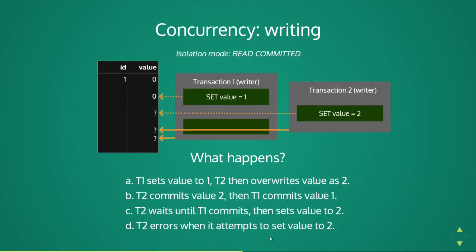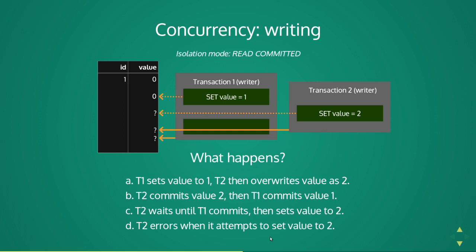Writing. So how does it handle concurrent writing? Let's imagine now we have transaction 1 and transaction 2, and they're both trying to set the value to their own number. Transaction 1 comes in first, sets the value to 1, but it hasn't committed yet. And then transaction 2 goes in, and it tries to commit it. And then transaction 1 does some other stuff. Transaction 2 tries to commit first, then transaction 1 afterwards. So my question is, what happens? These are the only 4 I could think of.